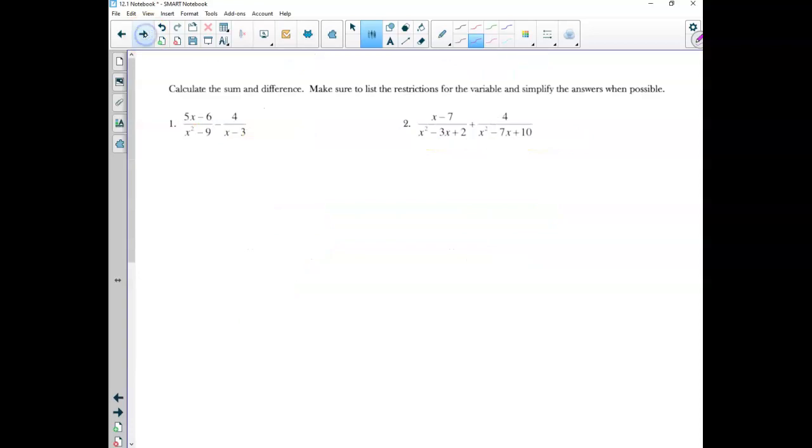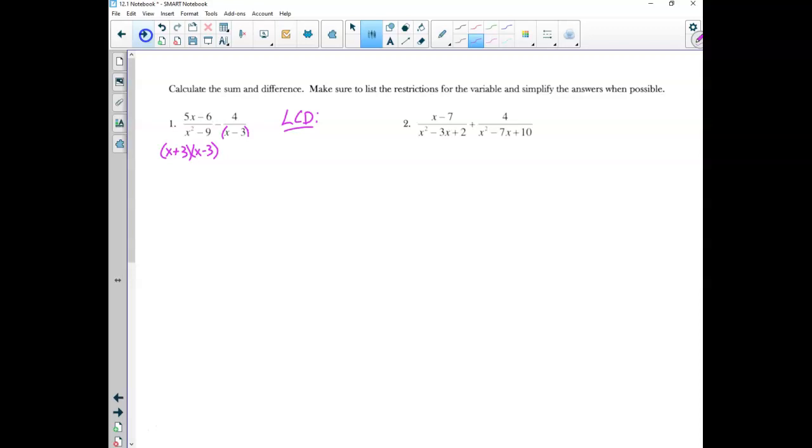So what are we going to do here? Well, now we are going to do it all. Calculate the sum or difference. Make sure to list restrictions for the variable and simplify the answers when possible. What do we need to do first? We need to figure out our least common denominator. How do we find that out? We factor all of our denominators. That's how we do that.